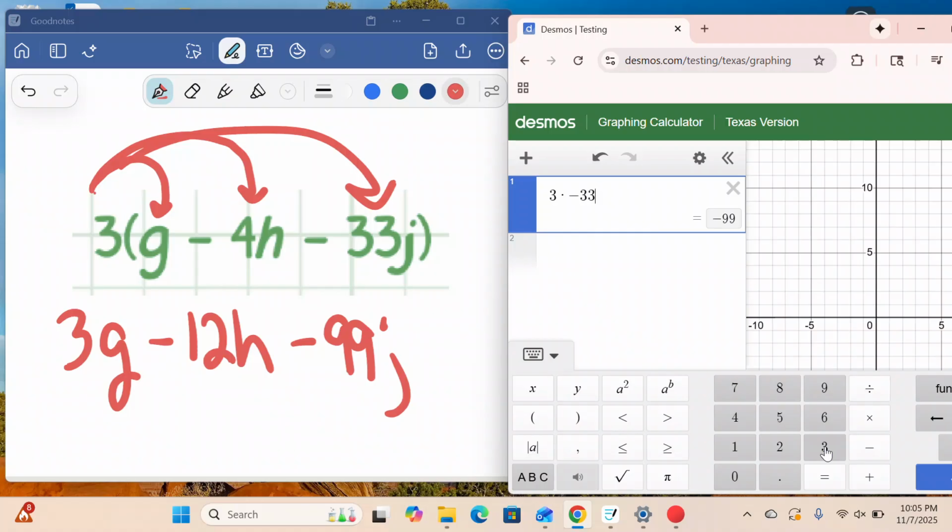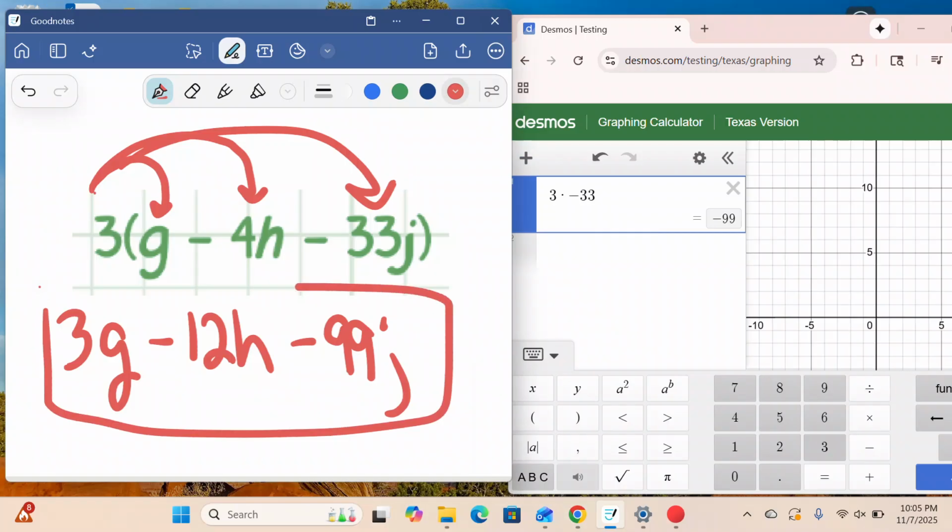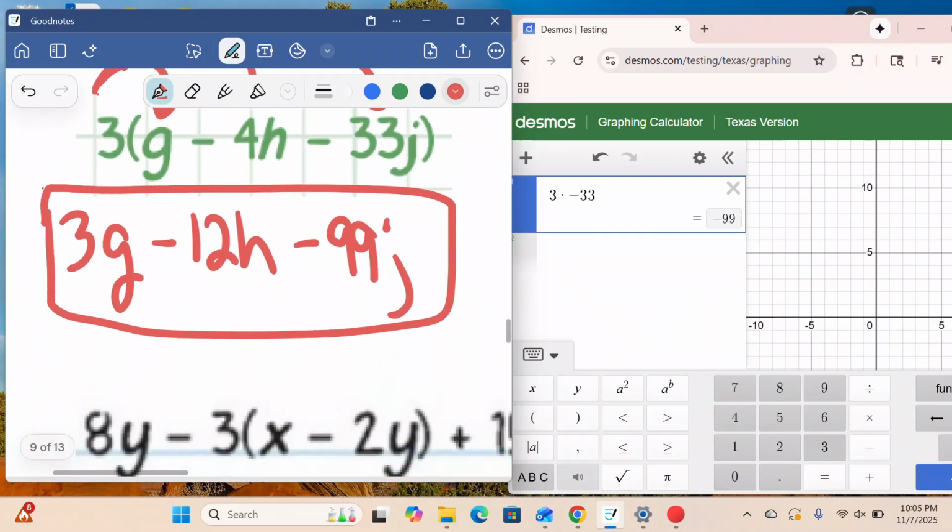Then you have goats, and you have horses, and you have jaguars. Can you combine like terms? No, you have 3 different animals, so that is your answer right there. So that is 3G minus 12H minus 99.